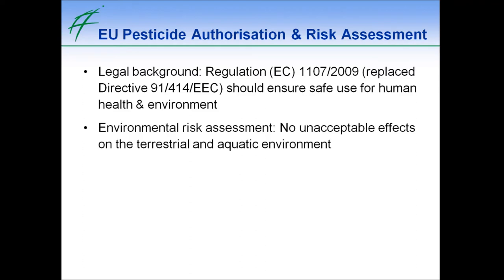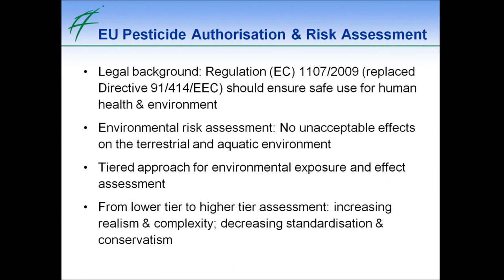Overall, the regulatory environmental risk assessment should ensure that the agricultural pesticide use has no unacceptable effects on the terrestrial and aquatic environment. This talk concentrates on the environmental risk assessment and especially on aquatic ecosystems. Generally, the pesticide environmental risk assessment consists of an exposure assessment to predict the pesticide concentration in different environmental compartments, and an effect assessment to evaluate the toxicity to non-target organisms. Both sides of pesticide environmental risk assessment are explained in detail on the next slides.